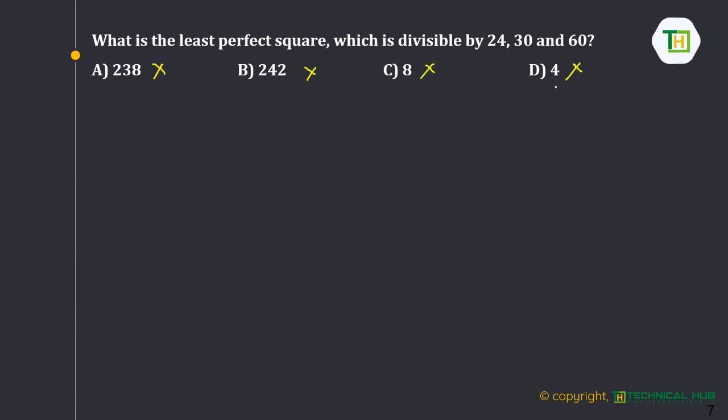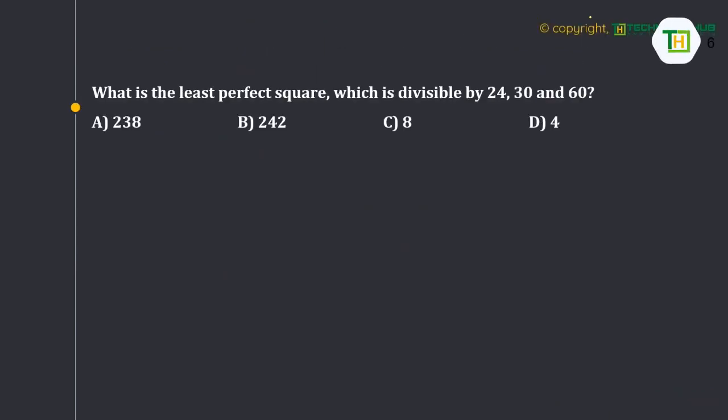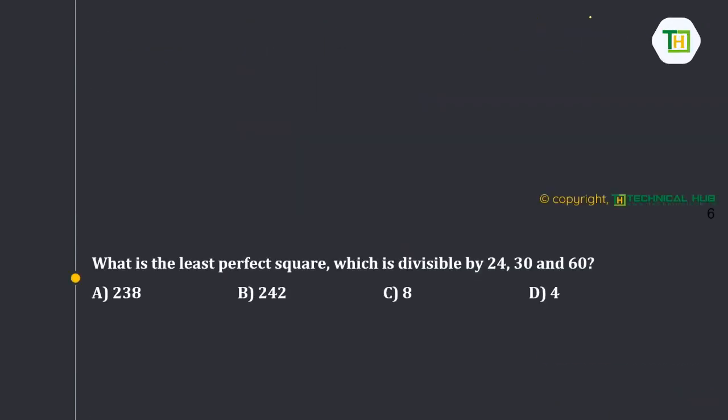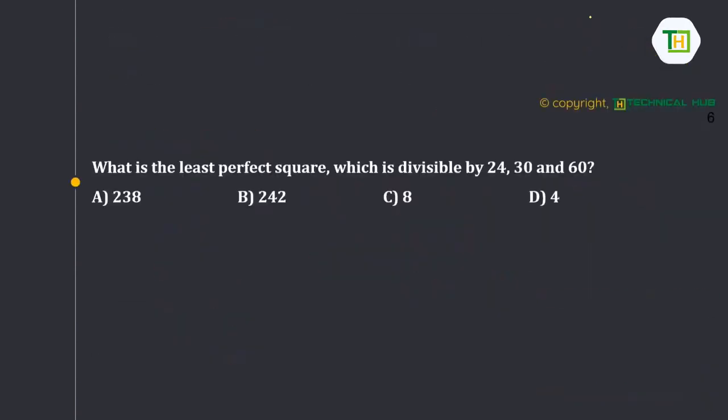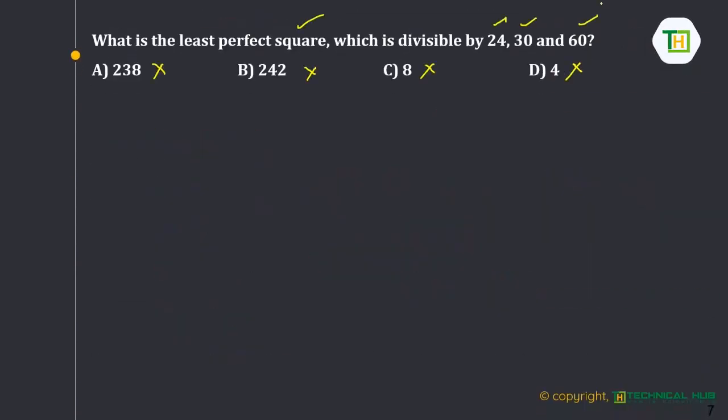Okay. So what is the least perfect square which is divisible by 24, 30, 60? See, in the previous question they gave small, single digit numbers, so option verification was easily possible. But here, 2 digit numbers are given. For these numbers, option verification is somewhat difficult, so it is better to follow the procedure.